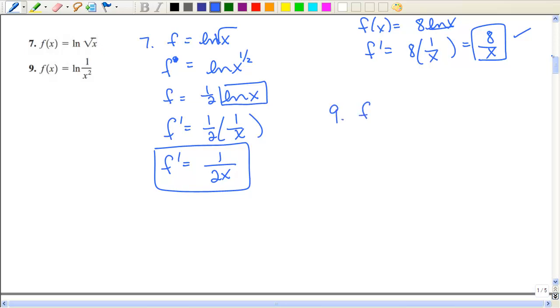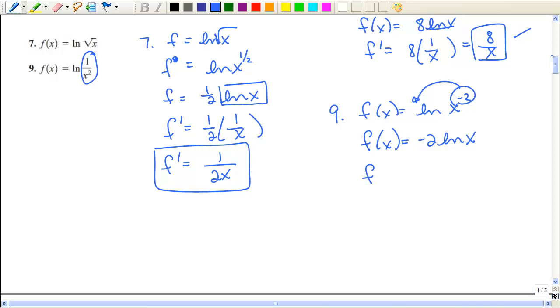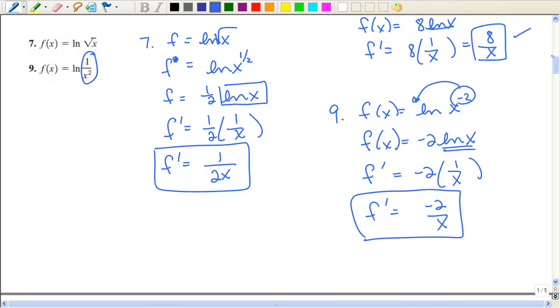So let's look at number 9. Okay, remember, 1 over x squared is the same as x to the negative 2. Bringing that law, I can bring that down in front. And now taking the derivative, once again, I'm just taking the derivative of the natural log of x, which is 1 over x. That's why we did those properties. If you need to go back and review, that's in section 2 of chapter 5.